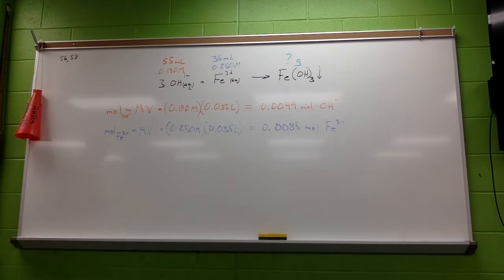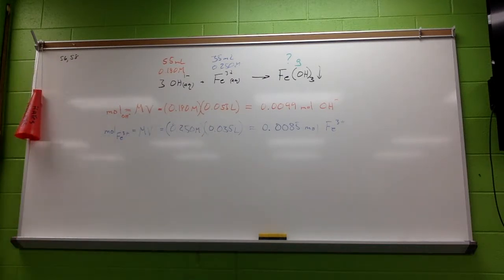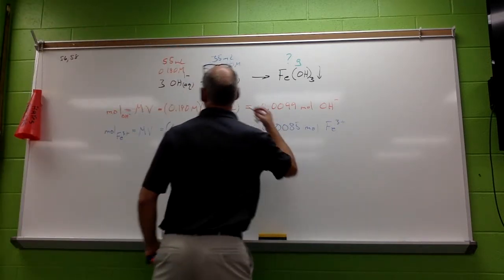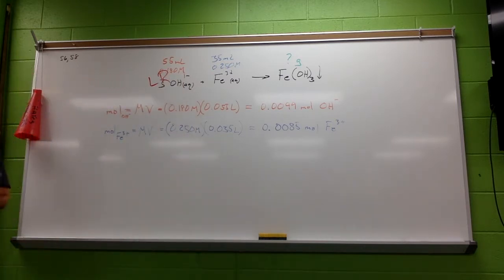Now, according to the balanced equation, how much hydroxide do we need? 3 times as much as the iron. Do we have 3 times as much hydroxide? In fact, we have less than the amount of, no, we don't. But barely, slightly more than what we have of the iron. Would you agree? What's my limiting reactant? Hydroxide.